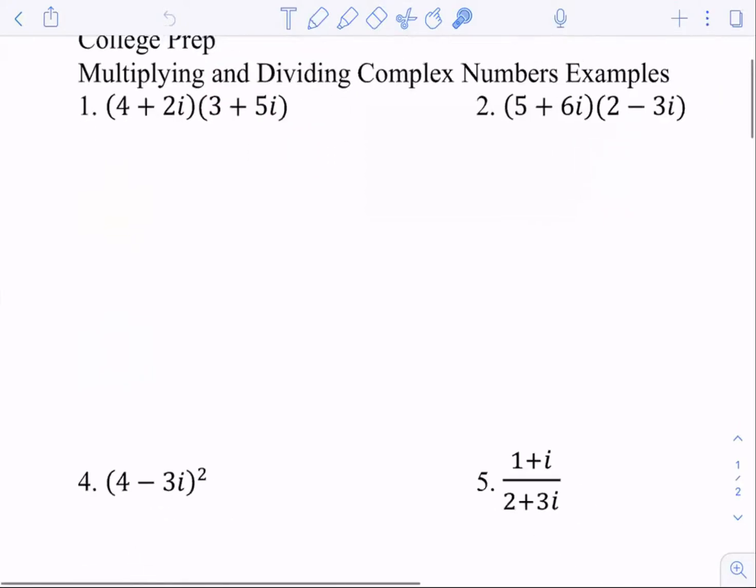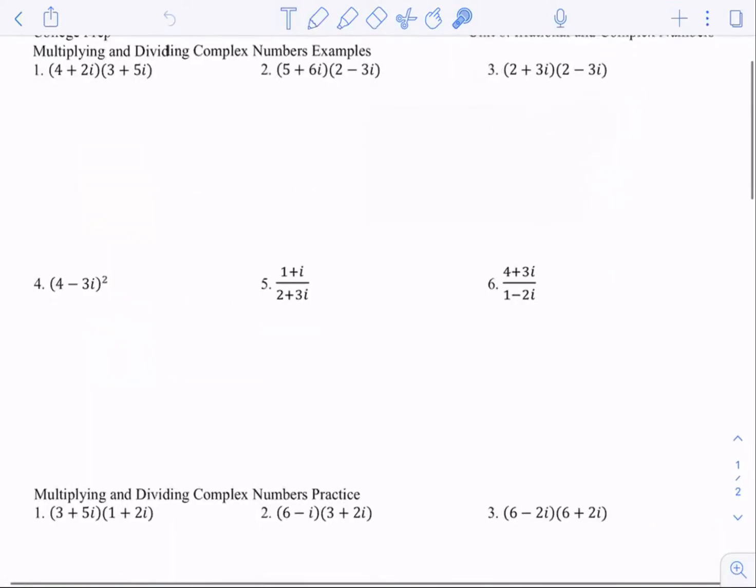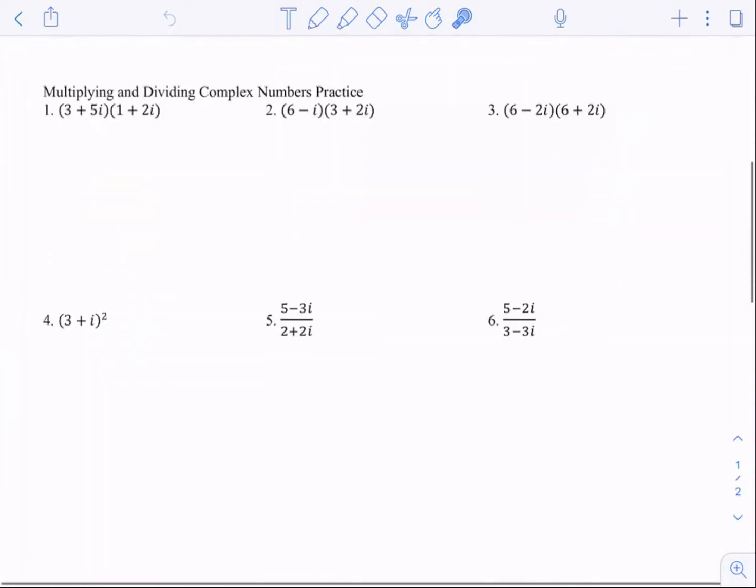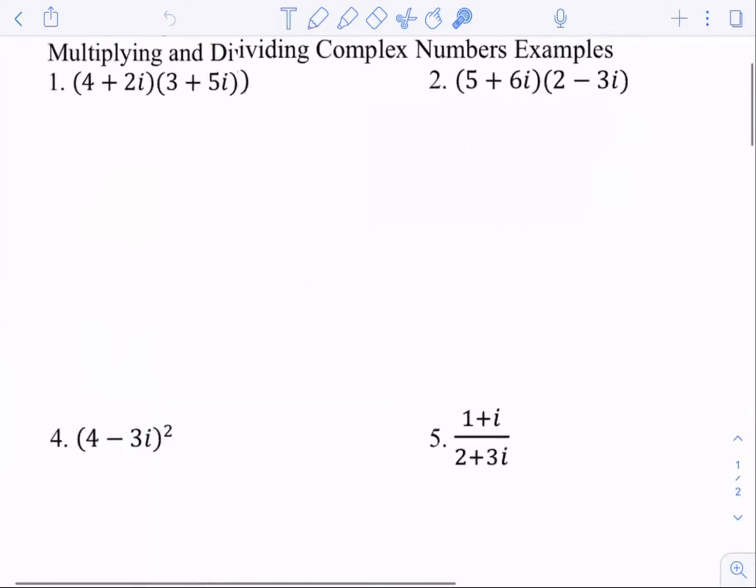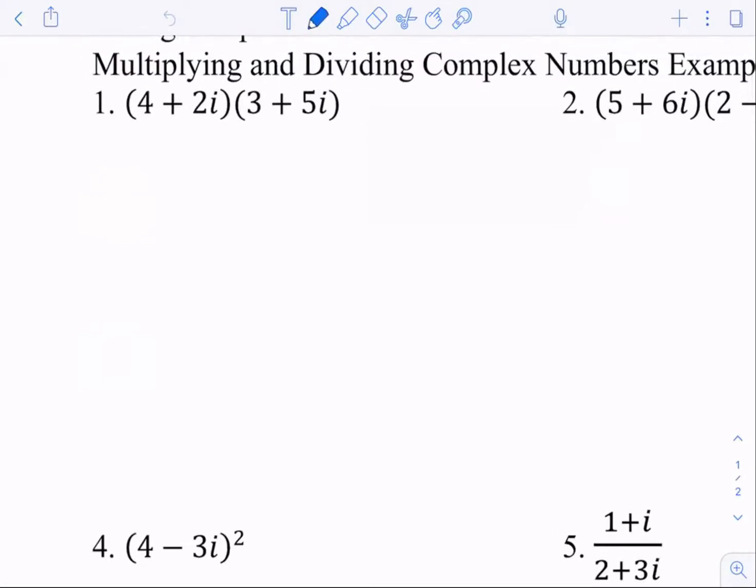I'm just going to go straight into examples and practice, so I'll do the 6 examples and then you'll try the 6 practice problems. It's pretty straightforward. You really just have to know your powers of i. So here it's a binomial times a binomial, so we need to make sure we do 4 times 3, and then 4 times 5i, and then you have to do 2i times 3, and then 2i times 5i, okay?